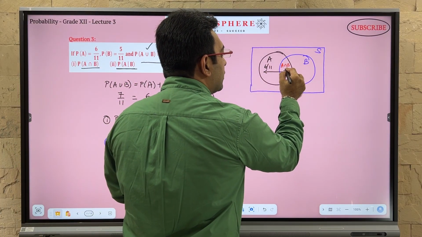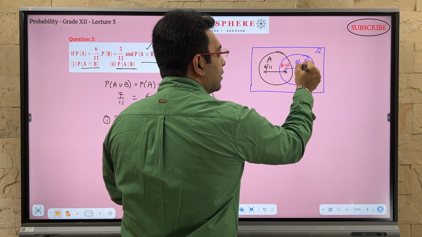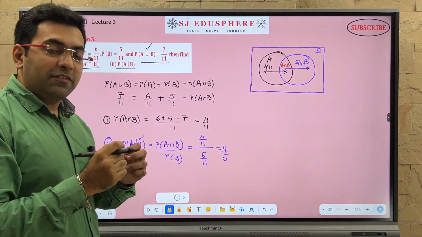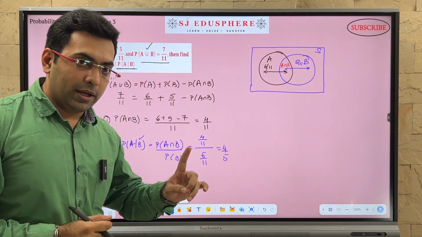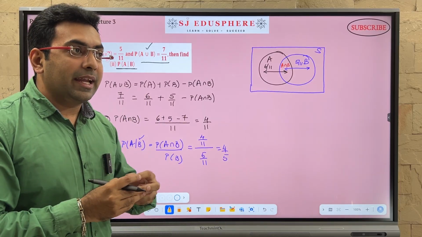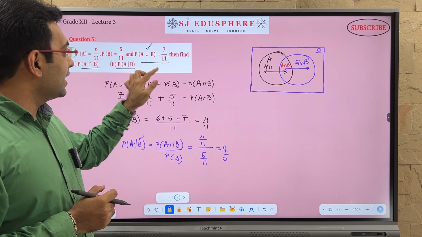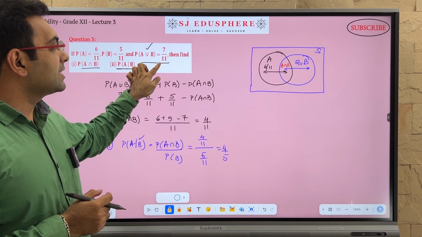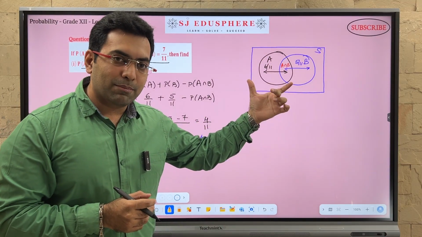Probability of B is given to you as 5 by 11. Yes, at a point we said 6 by 11 plus 5 by 11 adds to 1. So we may say it could have been exhaustive, but no. The data says A union B is 7 by 11. It is not adding to the full sample space.